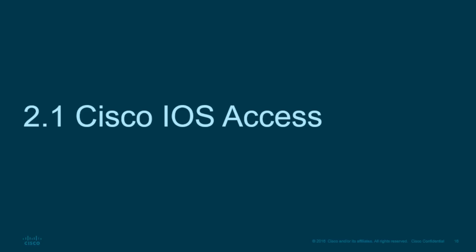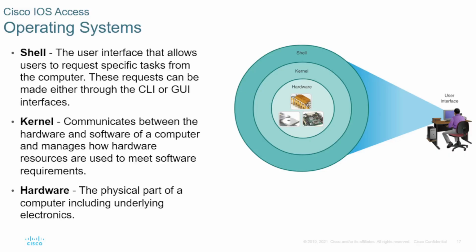What is the Cisco IOS and how do we access it? Cisco's InterNetwork Operating System is the software that powers Cisco network devices, such as routers and switches. Like any operating system, it manages hardware resources, runs essential network services, and provides an interface for users and administrators to configure and control the device.